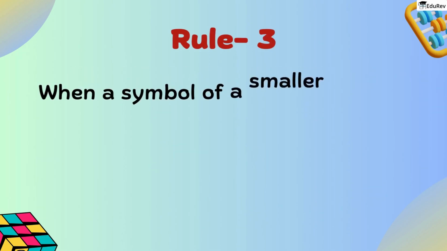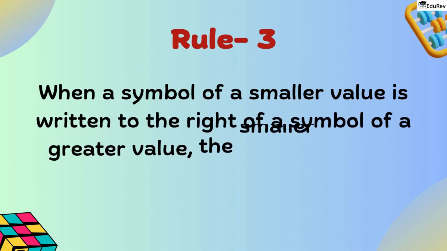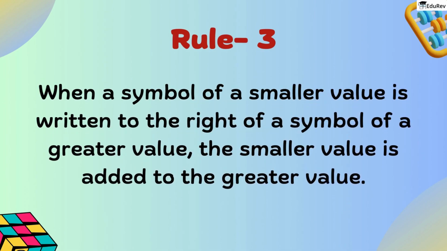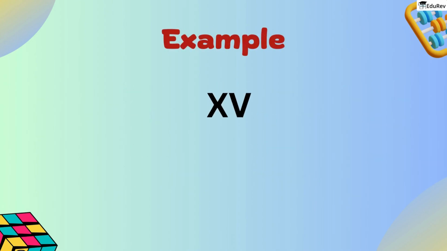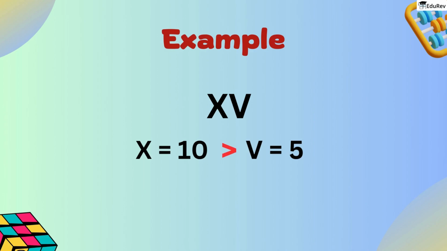When a symbol of a smaller value is written to the right of a symbol of a greater value, the smaller value is added to the greater value. For example, in XV, X is 10 and V is 5. The smaller number 5 is to the right of the greater number 10. Hence, it should be added to the greater number. So, 10 plus 5 is equal to 15.